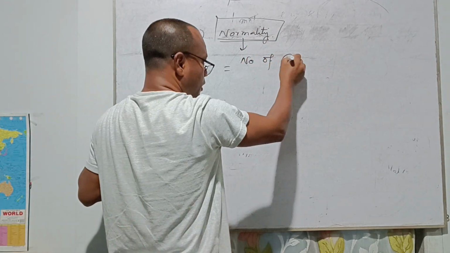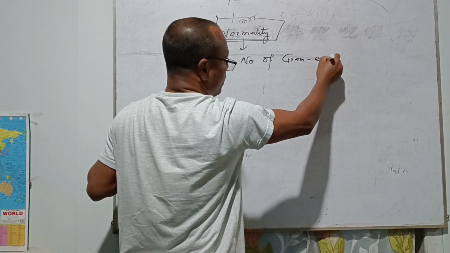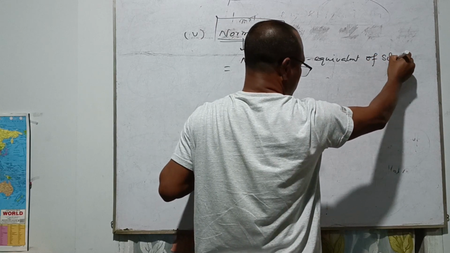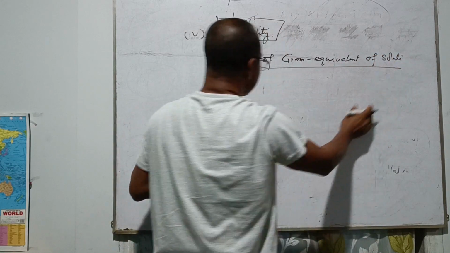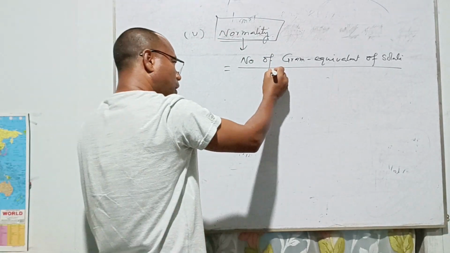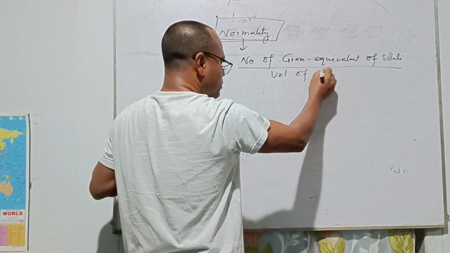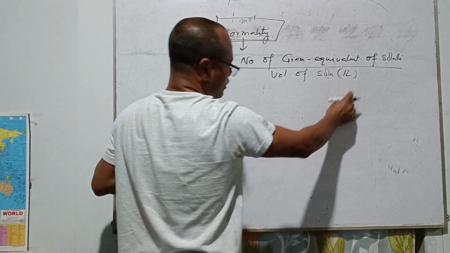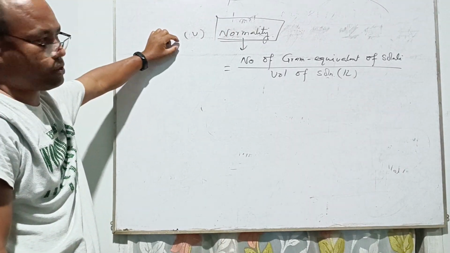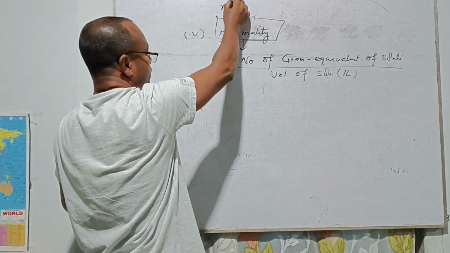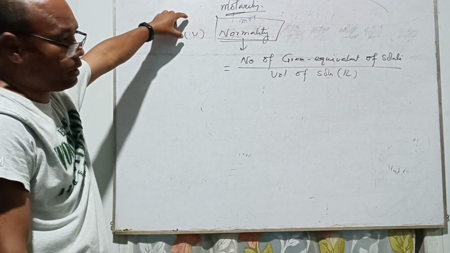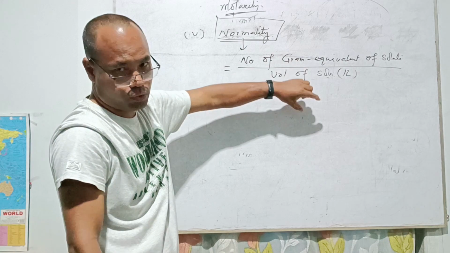number of gram equivalent of solute divided by the volume of the solution, 1 liter. See, now we have some similarity with the previous concentration term. One similarity is molarity. In the case of molarity, that was also volume of solution 1 liter.